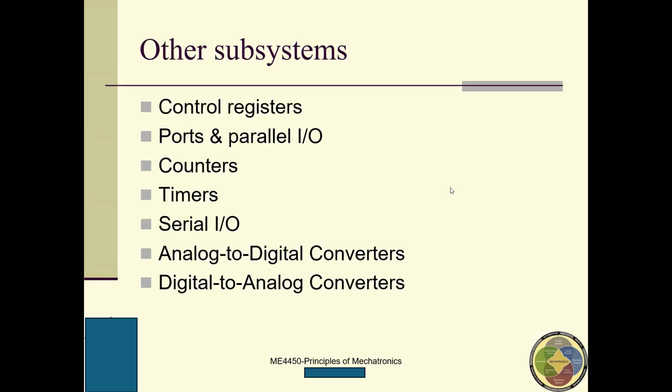Okay, the other subsystems, we have control registers, we have ports, and the parallel interface, this input and output. The counters, we have counters. All these microcontrollers, they have counters and timers. And PLC is one specialized microcontroller. But also the serial input and output, analog to digital converters, digital to analog converters. So these are other typical subsystems for your standalone functioning microcontroller system.